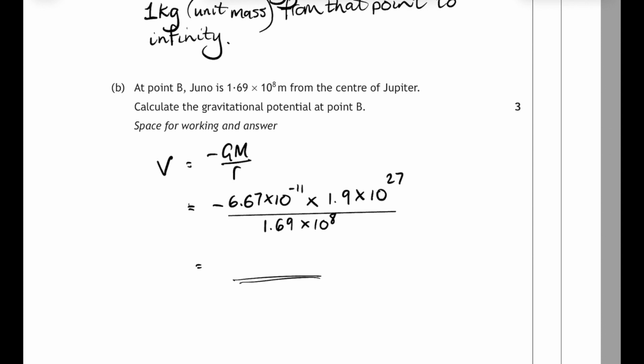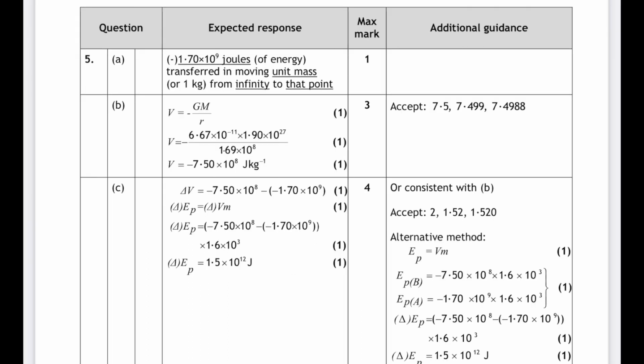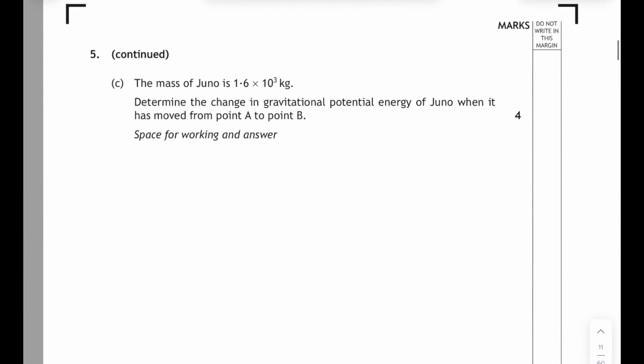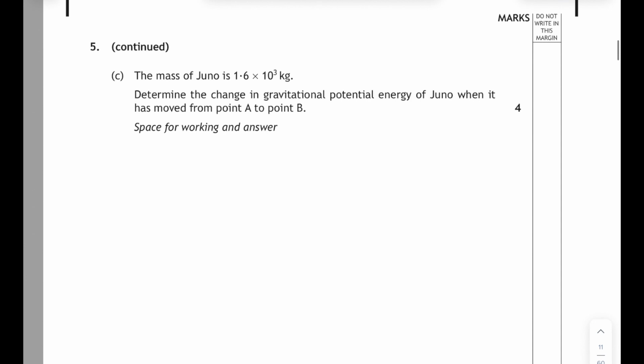And then if you do that on your calculator, that gives you an answer of minus 7.5 times 10 to the 8 joules per kilogram. Remember, gravitational potential is always negative. Don't forget to sub in your negative signs. And there's the SQA marking instructions, and it's a bog standard 3 mark calculation there. Watch your rounding.